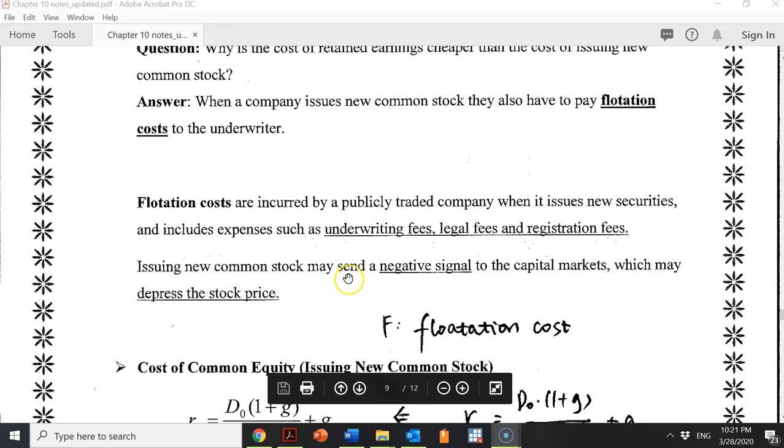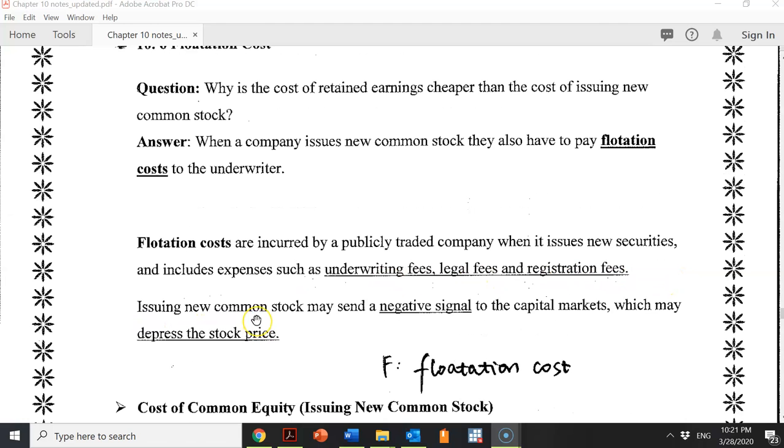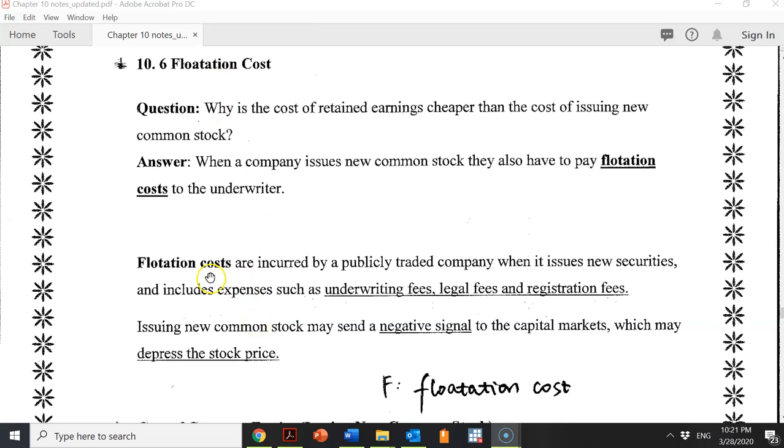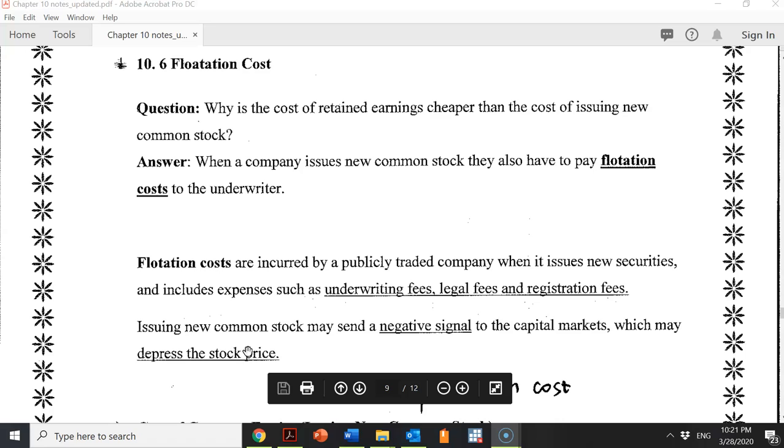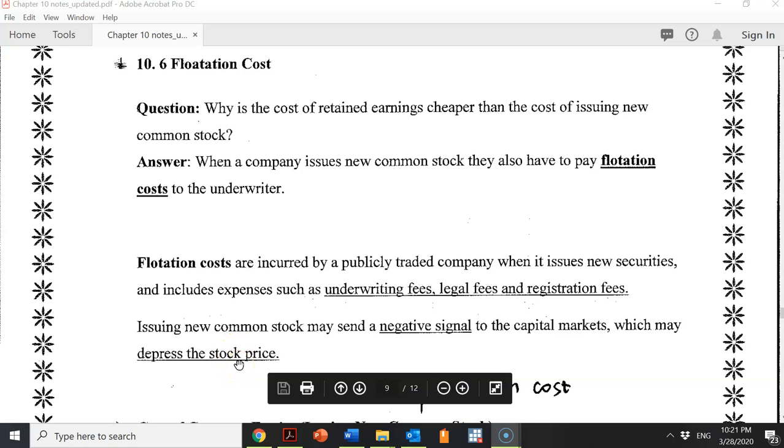Issuing new common stock may also send a negative signal to the capital markets, which may depress the stock price. Okay, so we have this flotation cost because when the firm issues new equity, on one hand, there are fees and expenses. On the other hand, this shows investors that the firm is in need of money. This may hurt investors' confidence in this firm. So the stock price will decrease because of the new issuing. This is why we have flotation cost.